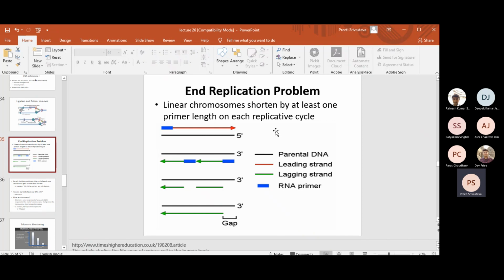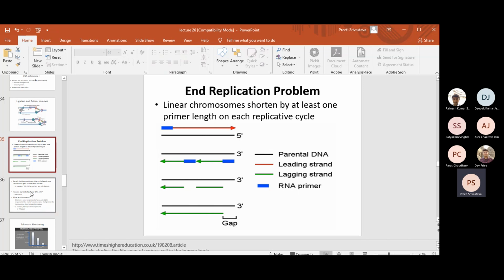So in the end replication problem, the ends of the chromosome are linear. This end replication problem is true only for linear DNA. For circular DNA, it is not a problem. So the ends are not replicated and therefore these regions are removed. And these are the main causes of aging, graying of hair, wrinkles, all kinds of problems.